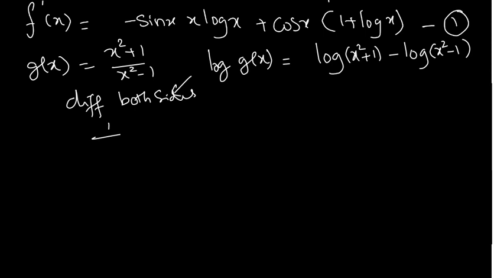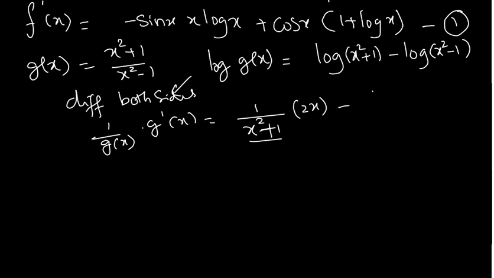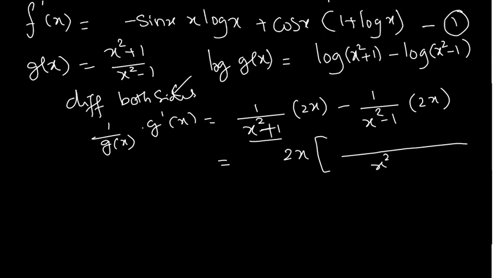You will have 1 by g of x into g dash x equal to, for this is 1 by x squared plus 1, but then you have to differentiate this, you get 2x minus 1 by x squared minus 1, differentiation of that is 2x. So you take 2x common out and have LCM also, x squared plus 1 into x squared minus 1, then you will have x squared minus 1 minus x squared minus 1.